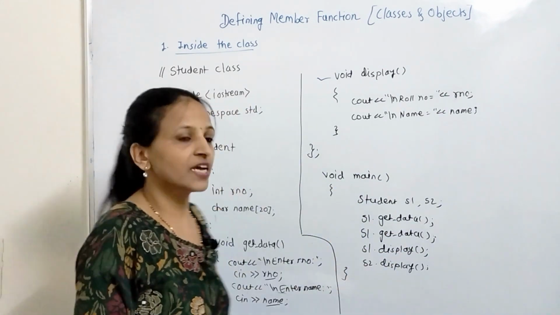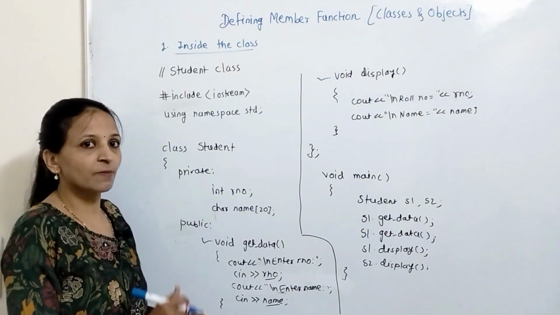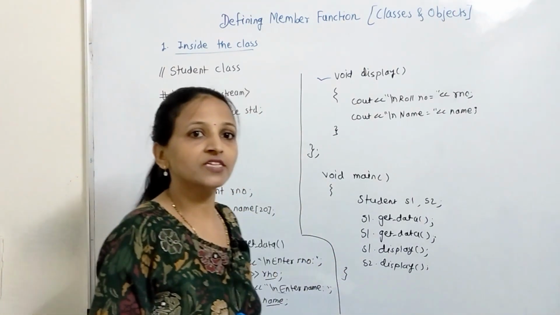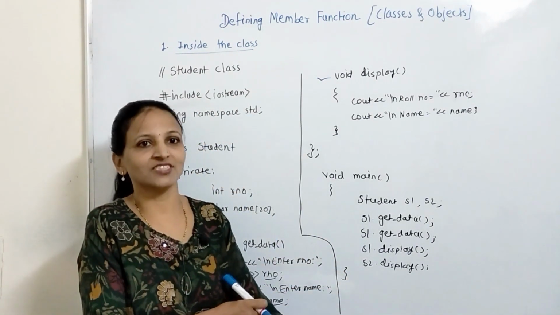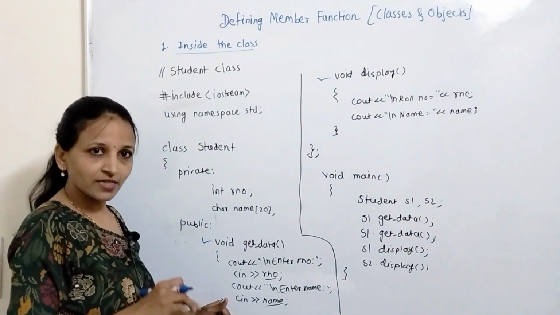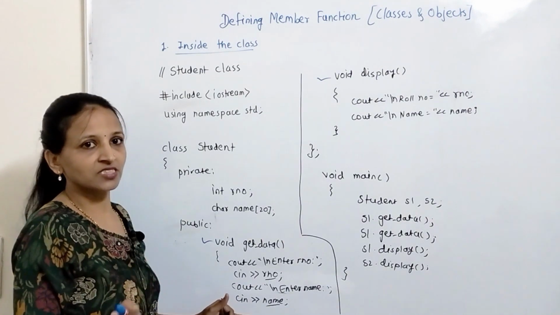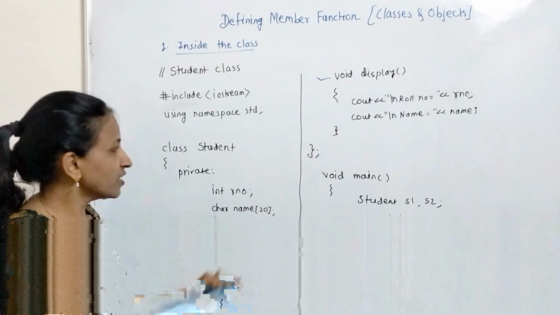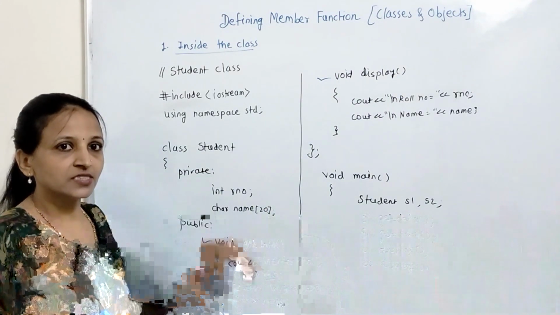If we are defining any member function inside a class, then by default it will be considered as an inline function if it is following the rules of inline function. If it is small, then only we can define it inside a class and that will be automatically considered as inline. Here we are defining inside a class. This is the first way to define a member function.